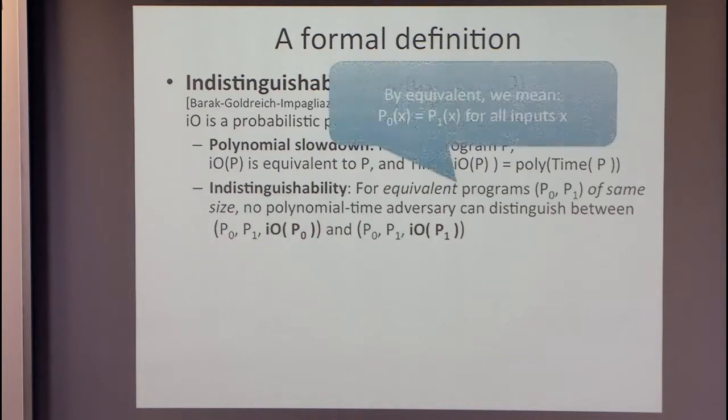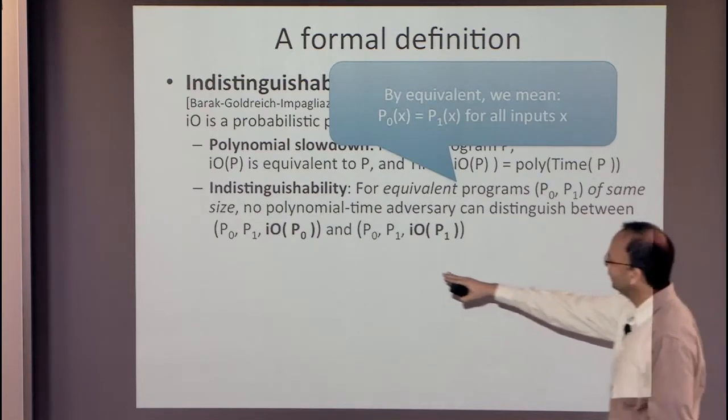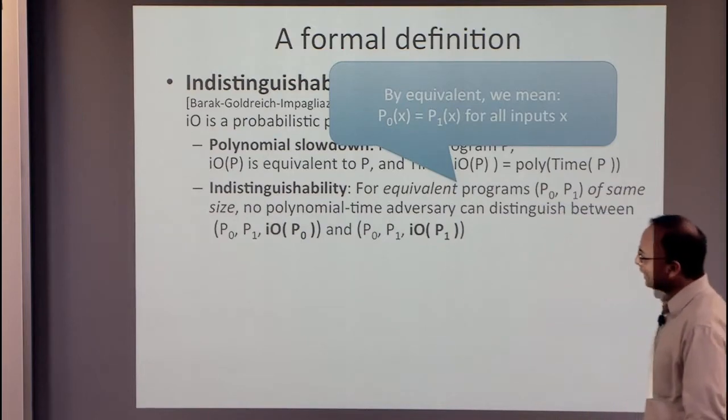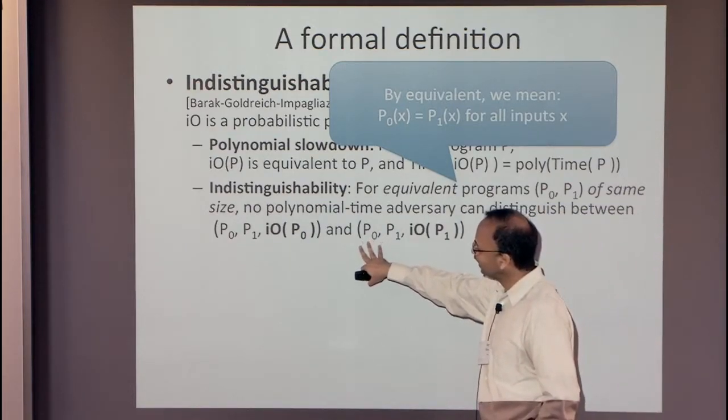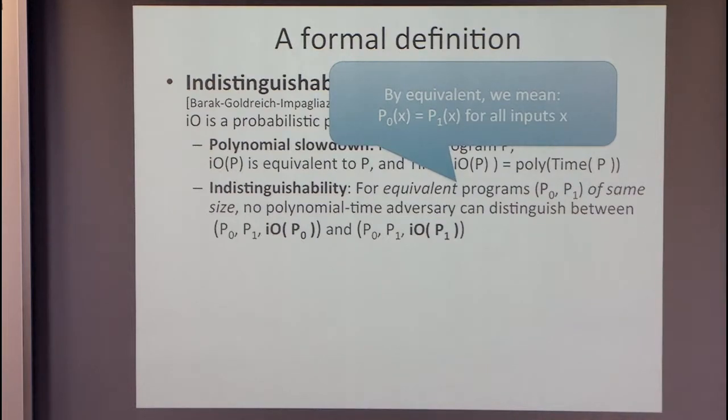But then when it comes to security, what this definition asks for is the following. If I have two programs, P0 and P1, that are actually functionally equivalent, that is, they have the same input-output behavior and the same size, then no adversary should be able to distinguish between the obfuscation of P0 and the obfuscation of P1. I put P0 and P1 here in these parentheses just to emphasize the fact that even if the adversary is told what the two programs were to begin with, even then you shouldn't be able to tell whether the obfuscation came from P0 or from P1.